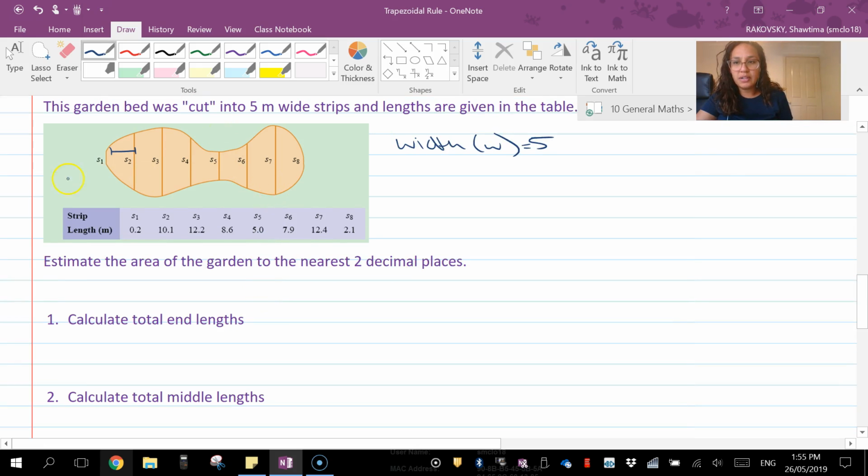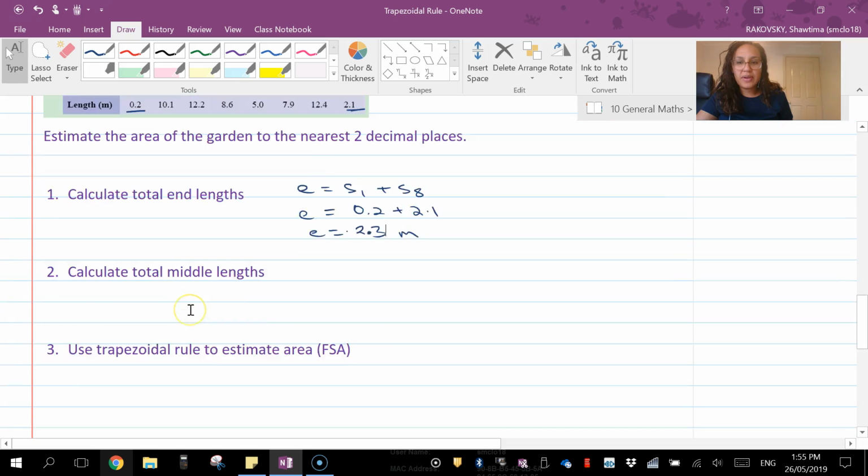First, I'm going to calculate the total end lengths. Strip 1 and strip 8 are my end lengths, and I can see them here. So E equals S1 plus S8, which equals 0.2 plus 2.1. E equals 2.3 meters. So now I have my E.